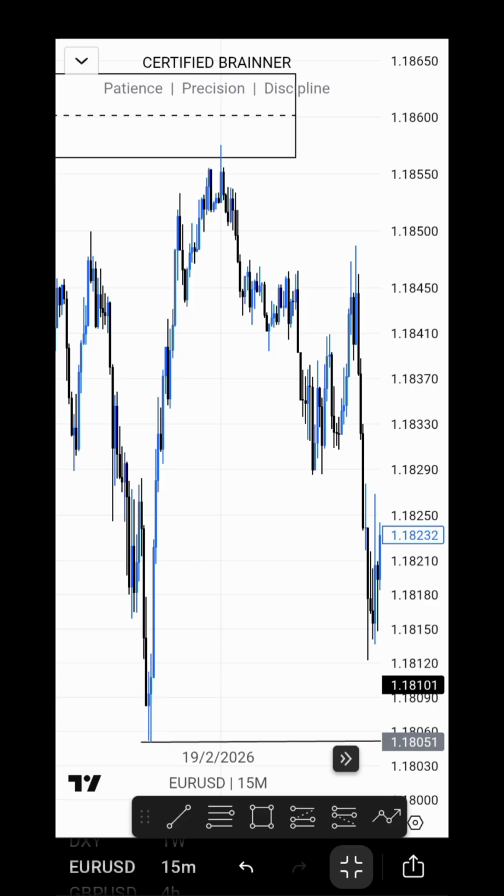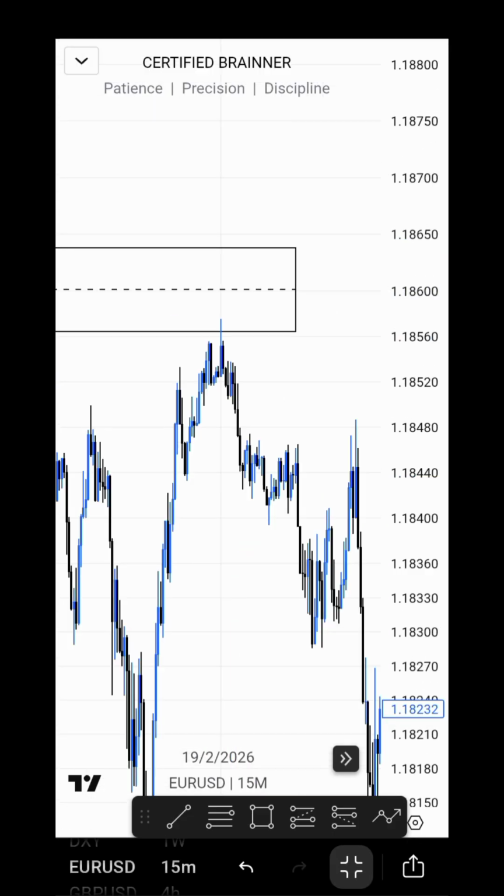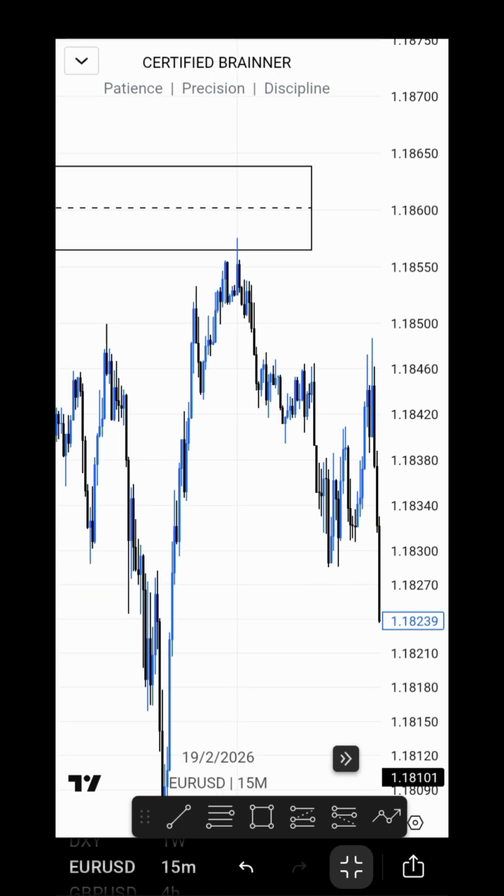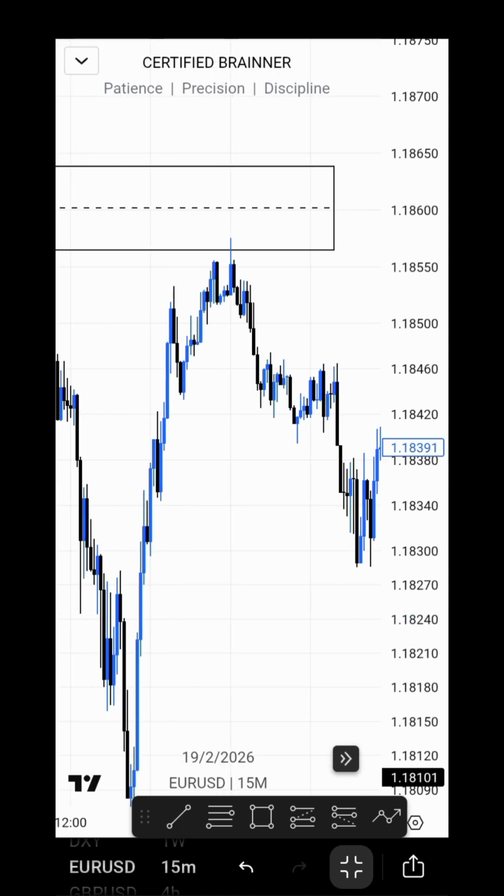So now, this box here was drawn from a higher time frame. I said your higher time frame is key. These are areas where you draw your supply, your demand. It can be an order block, it can be a breakout block, it can be a fair value gap. It can be a mitigation block.